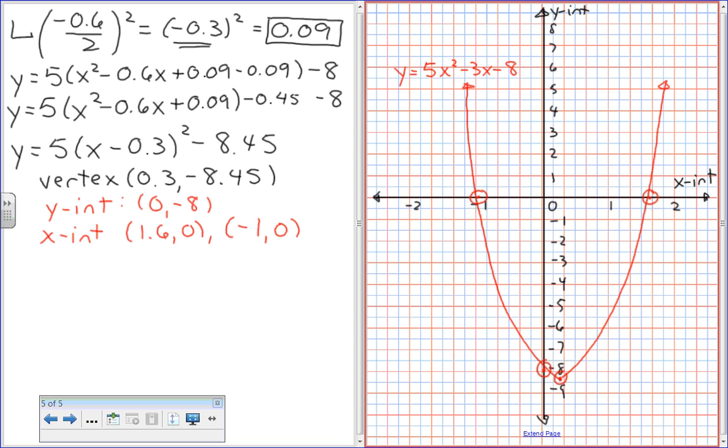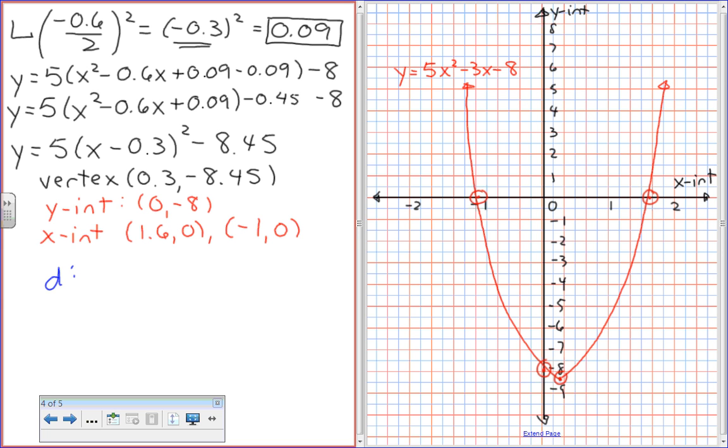All right, final step is domain and range. Okay, can I have somebody be brave and tell me please what the domain is for this graph? What's the possible domain? Okay, x is anything, good, Cody. Every parabola, if you take a look, the x is going infinitely long left and right. So there's one mark on your test.